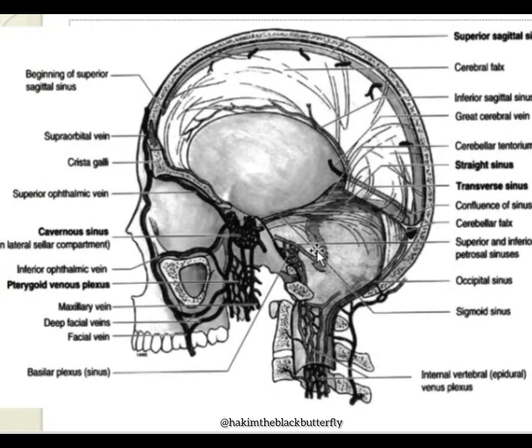The superior petrosal and inferior petrosal sinuses: the superior petrosal to the transverse sinus, the inferior petrosal to the sigmoid sinus, and the internal vertebral plexus. I want another person to answer.